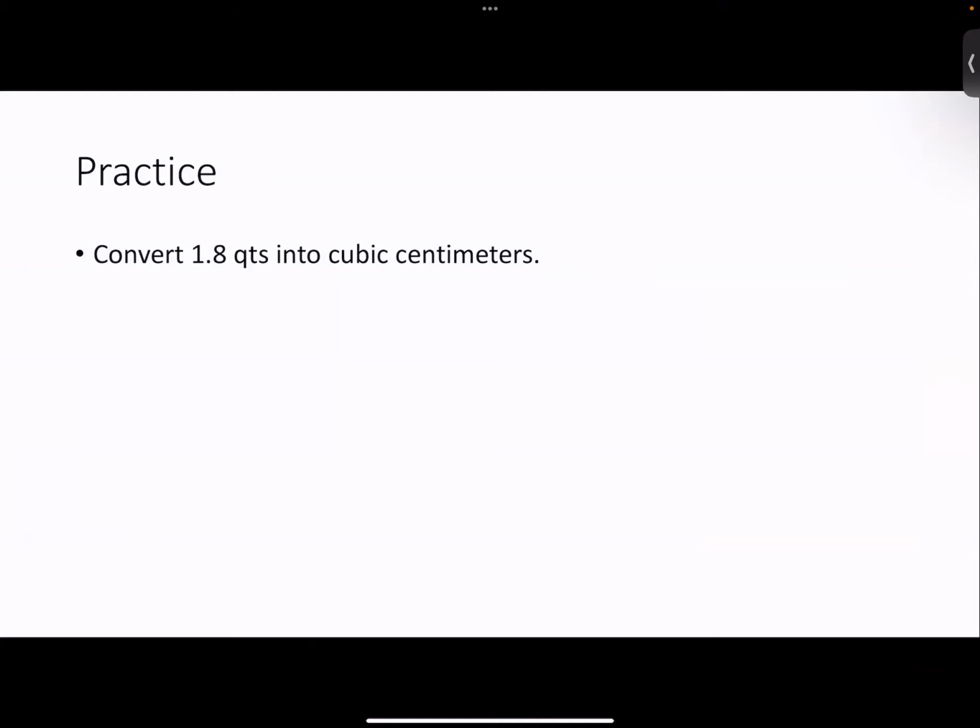So here we have one that asks us to go from 1.8 quarts into cubic centimeters. Again, we identify the piece of information we were given, which is the 1.8 quarts, and we identify what we want it to be in. We want it to be in cubic centimeters. Both of these are units of volume, but you will notice that there is no similarity in the terminology. Because there is no similarity in the terminology, that means we're talking English to metric conversions.